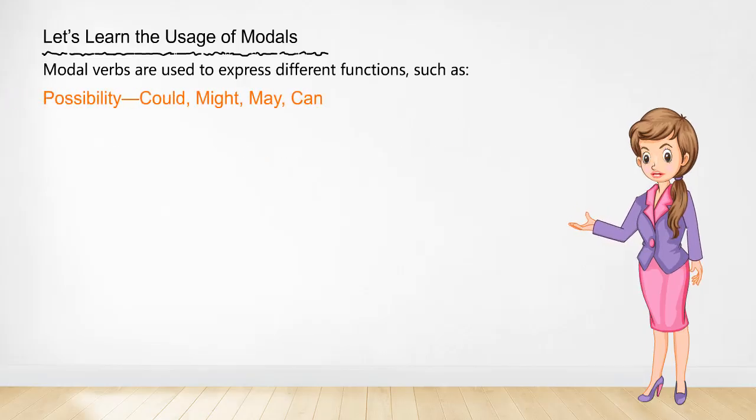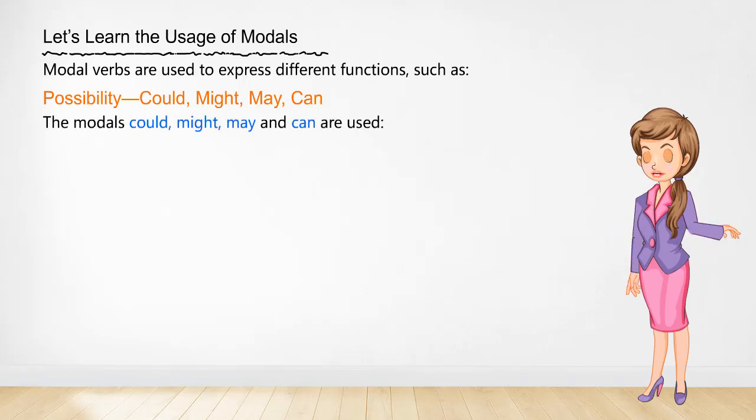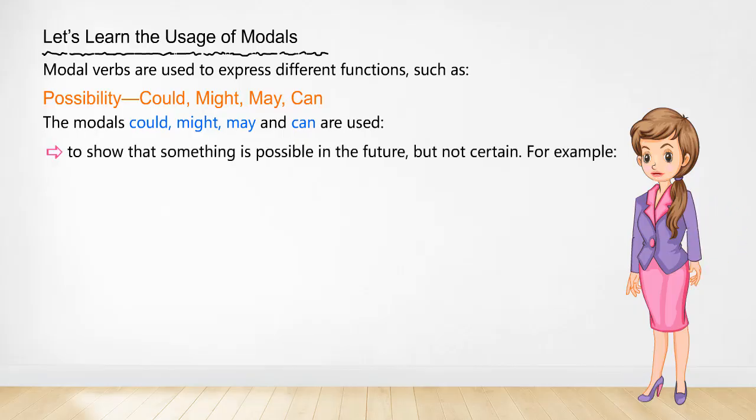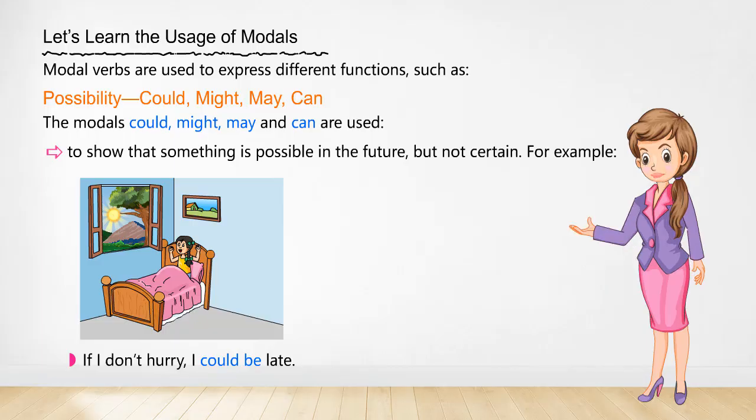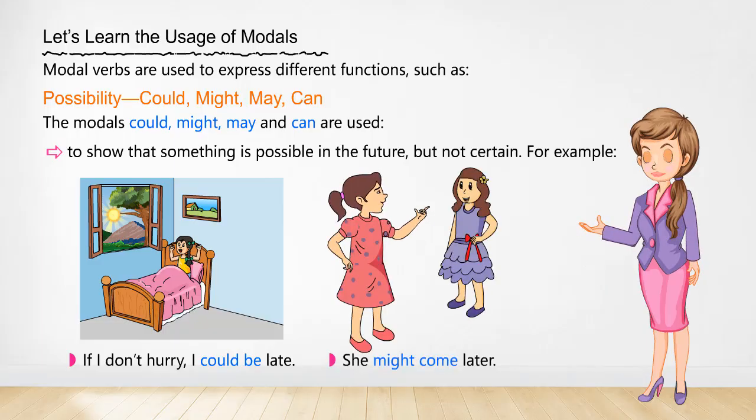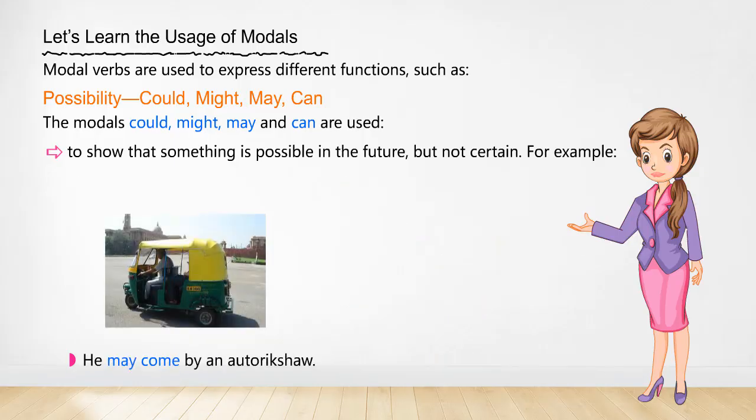Possibility: could, might, may, can. The modals could, might, may, and can are used to show that something is possible in the future but not certain. For example, if I don't hurry, I could be late. She might come later. He may come by an auto rickshaw.